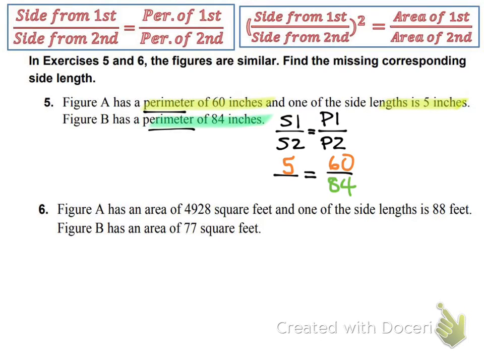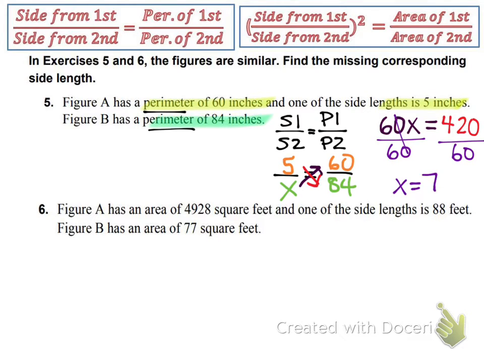So we don't know the other side for the figure B. I put X, some of you put S, that's totally fine. And then once we have one fraction set equal to another, we cross multiply. So we have 60x and then a large number. What is 5 times 84? 420, not too bad. Divide by 60, and that missing side length is 7 inches.